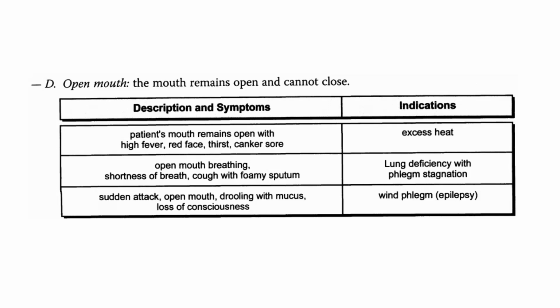First, we have a patient's mouth which remains open with high fever, red face, thirst, and canker sore. This is an indication of excess heat. If there is open mouth breathing, shortness of breath, and cough with foamy sputum, this is an indication of lung deficiency with phlegm stagnation. If it's a sudden attack, open mouth, drooling with mucus and loss of consciousness, it's wind phlegm, like what happens in epilepsy.